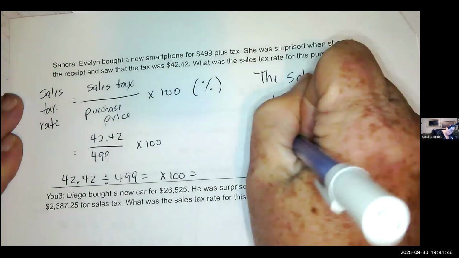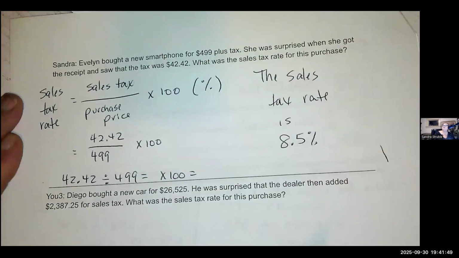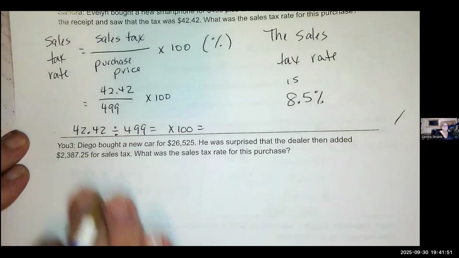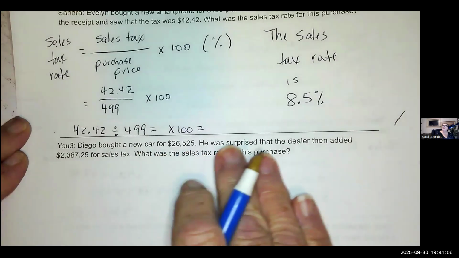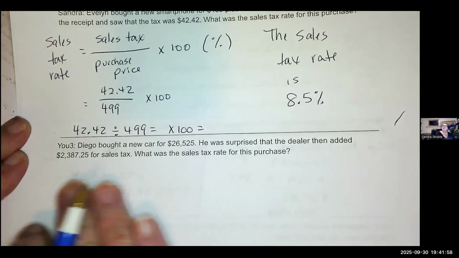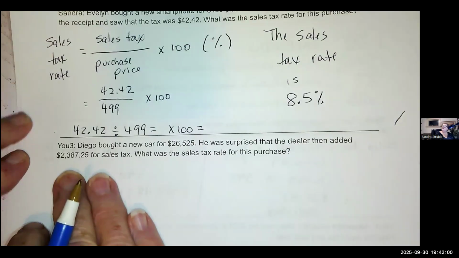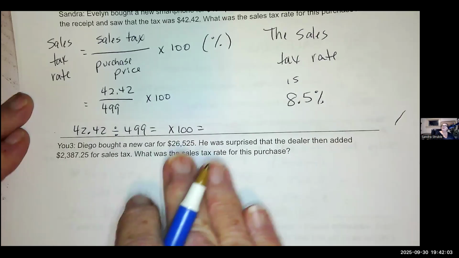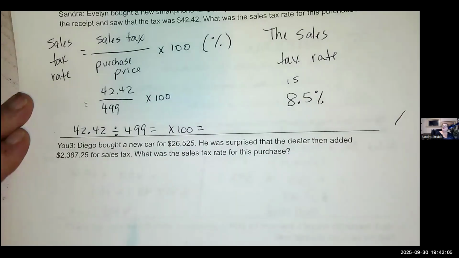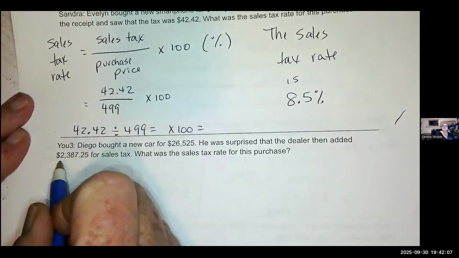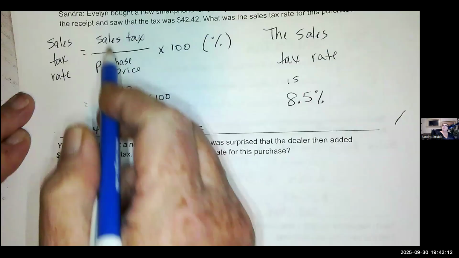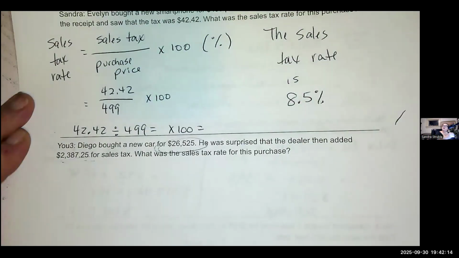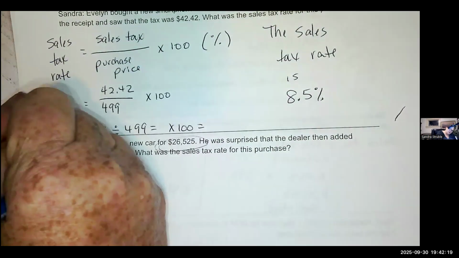All right. I'm going to use the same concept down here. Diego bought a new car for $26,525. He was surprised that the dealer then added $2,387.25 for sales tax. What was the sales tax rate for Diego's purchase? Now, his sales tax is this. This is what he paid in sales tax. This was the amount of his purchase. So using the same setup we have up here, pause the video and go attempt this yourself so that you're comfortable with it. Again, make notes if you have questions.